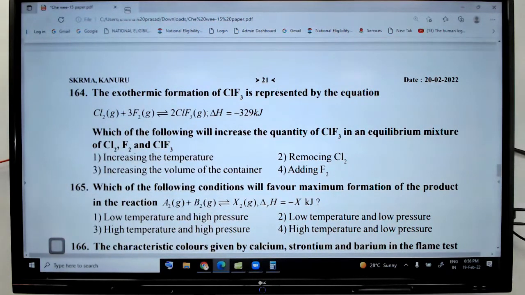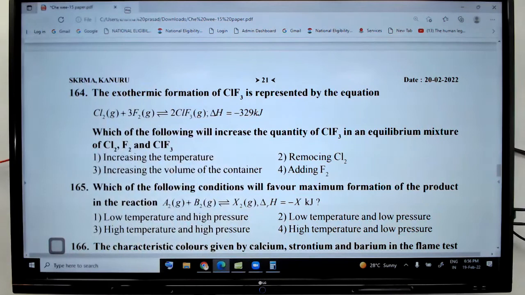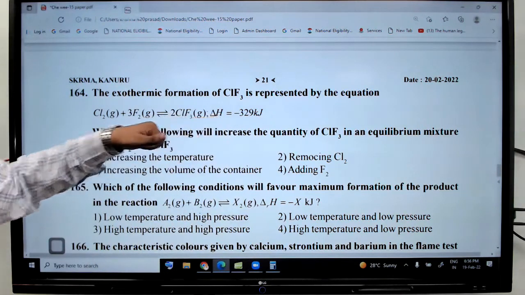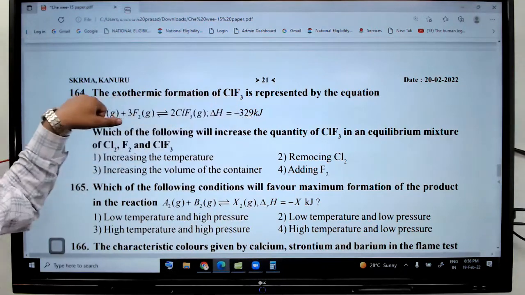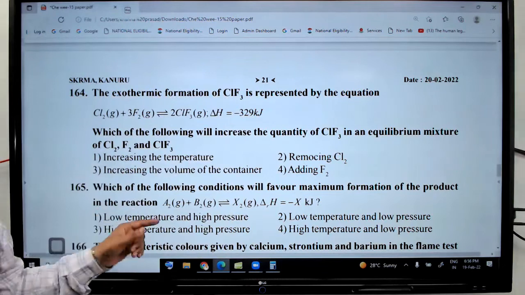Next. The exothermic formation of ClF3 is represented by the equation. Which of the following will increase the quantity of ClF3? Increasing the quantity of ClF3 means forward direction. Forward direction.